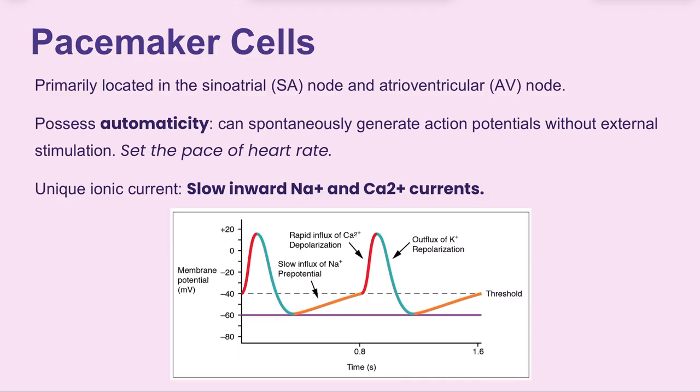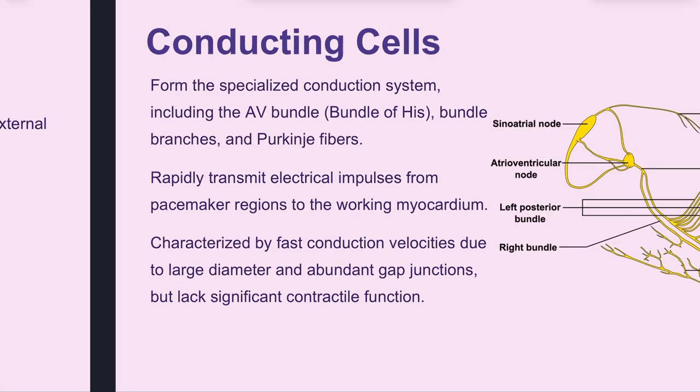They possess automaticity, meaning they can spontaneously generate action potentials without external stimulation. These quite literally are going to set the pace of the heart. They have a unique ionic current featuring the slow inward sodium and then the calcium current. So we've got this slow inward influx of sodium here, and then we have our rapid influx of calcium, and then our outflux of potassium signals our repolarization.